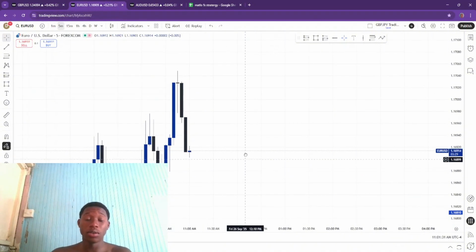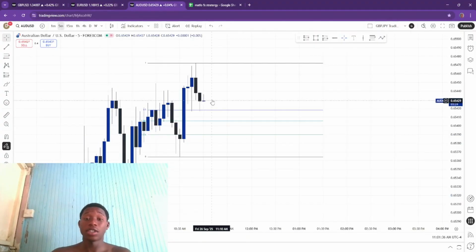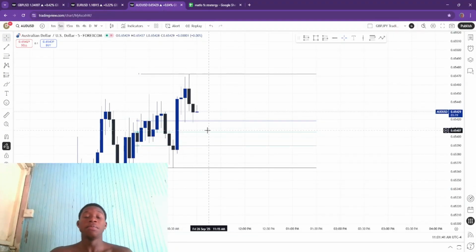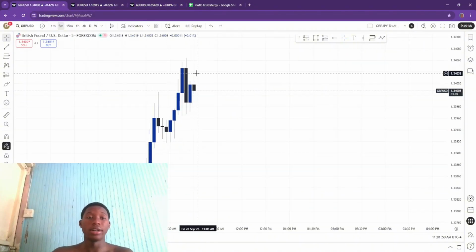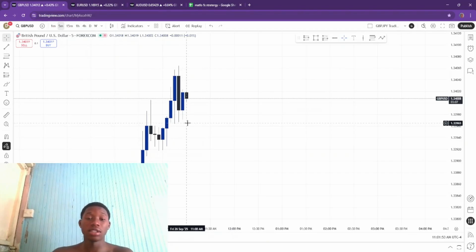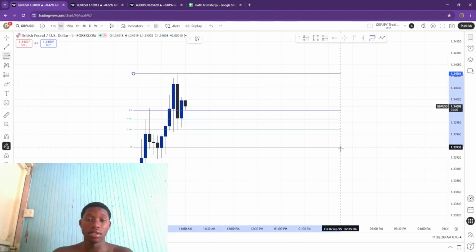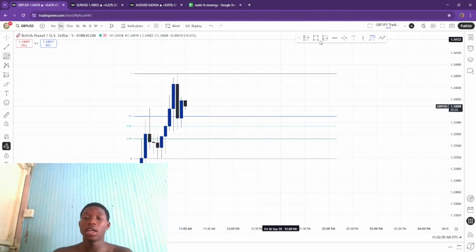Swing high, swing low, but it didn't break structure, so we cannot even take a trade on that unless it breaks structure. AUD USD is doing a thing, but we are not going to take a trade on AUD USD because it's less probable of winning. GBP USD is still doing its thing.